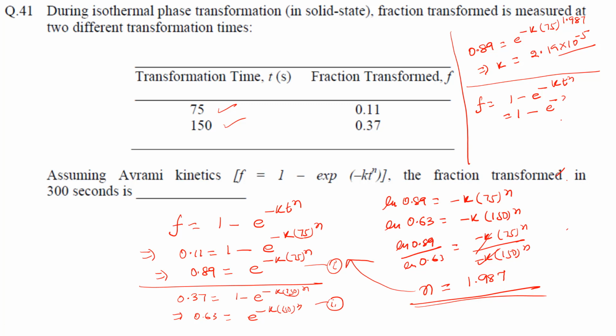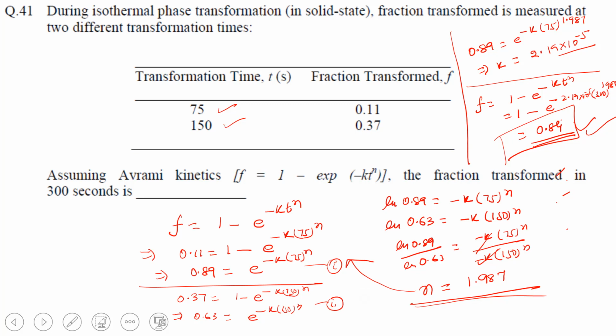K is how much? 2.19 into 10 power minus 5, 300 to power 1.987. So if you do the calculation, then f equal to 0.84, right? And this is your answer. Okay, so this is the method to solve this question.